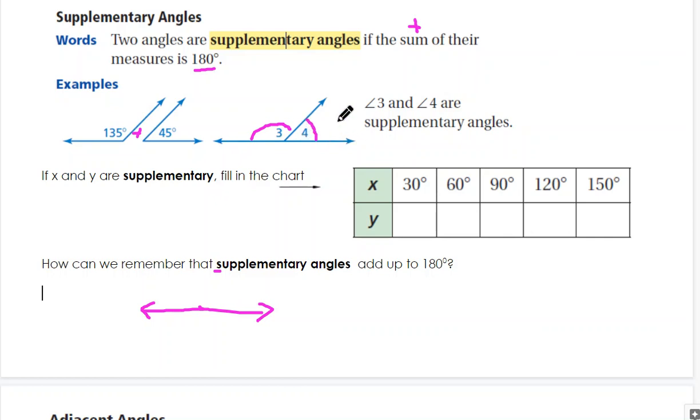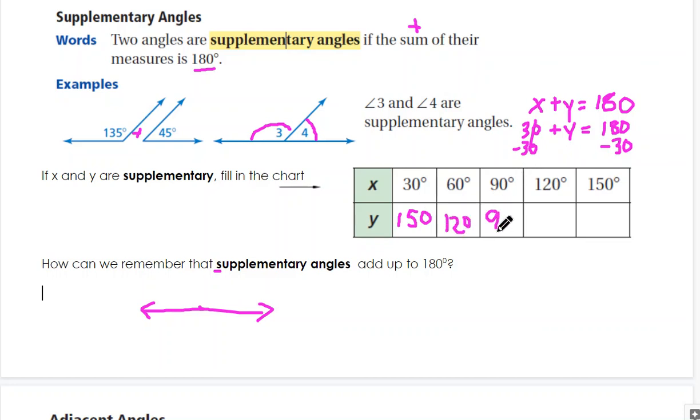All right, so for supplementary, we have to see what equals 180, right? So just like how we did before, x plus y is going to equal 180, right? So if I know x is 30, and I want to get y by itself because I've got to figure out what y is, I would do minus 30 to get rid of this and leave me with y. And I would do the same thing over here, right? 180 minus 30 would give me 150, right? So what I'm doing is I'm taking 180 and I'm subtracting the one I know, right? So 180 minus 60 would be 120.